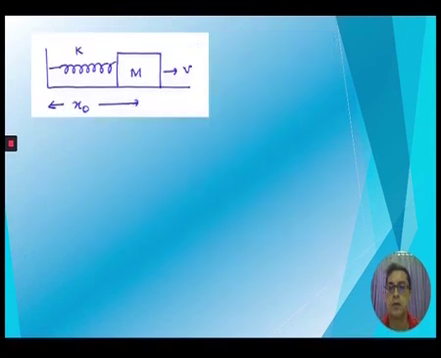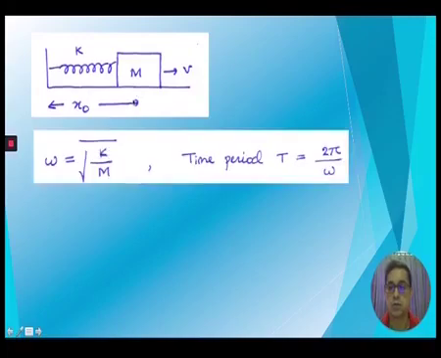Initially, before case 1 and case 2, the situation is this: the block of mass capital M is attached to a spring of spring constant K, and that spring is attached to a rigid wall here, and x naught is the equilibrium position here. So immediately you can write down that the angular frequency would be square root of k by M, and the time period is obviously T equal to 2 pi by omega.